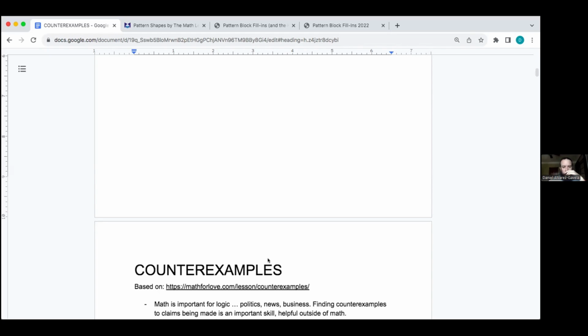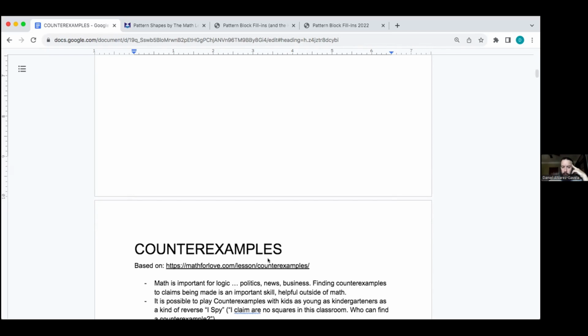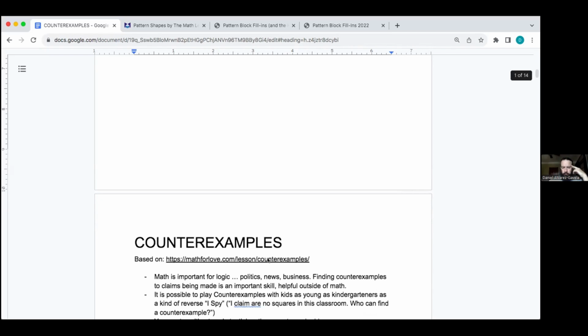So these are, I think, skills that are useful. I think another fun thing about this game or activity is it can be played at several levels. So yeah, you can play counterexamples with kids as young as kindergartners. It's phrased as a kind of reverse I Spy. So for example, you can say in the classroom, I claim there are no squares in this classroom. Okay, who can find a counterexample?